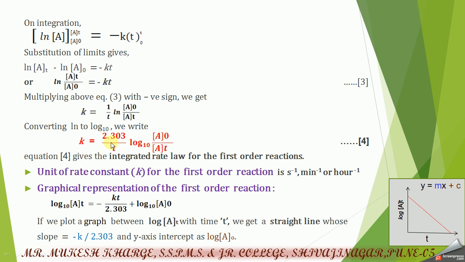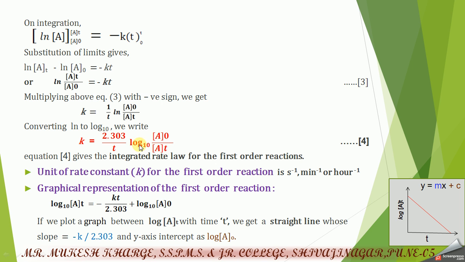So how will you write? Log to the base 10 of a0 upon at, equal to, transfer this 2.303 upon t to this side. Then what do we get? It becomes kt upon 2.303. Okay, and if we multiply with a negative sign, then it becomes minus kt upon 2.303, which is equal to minus log to the base 10 a0 upon at.